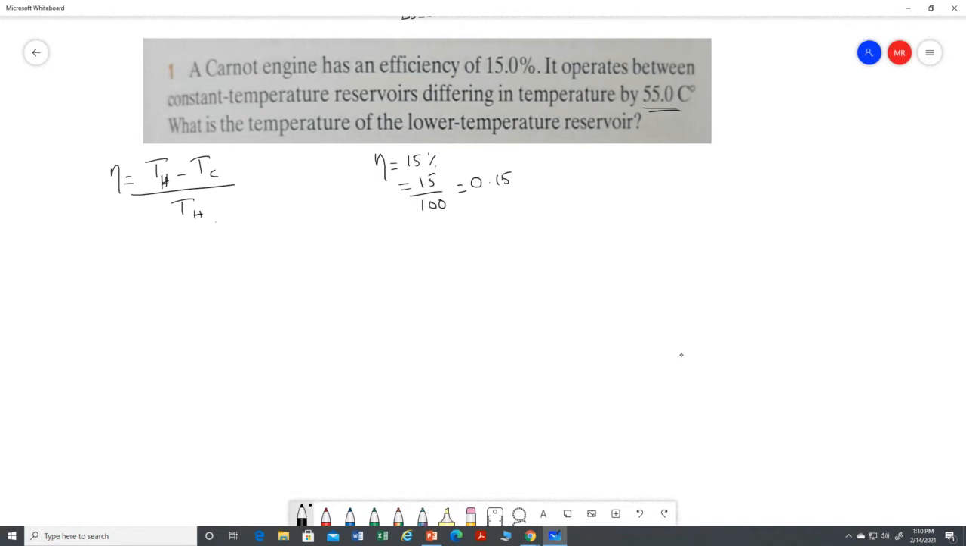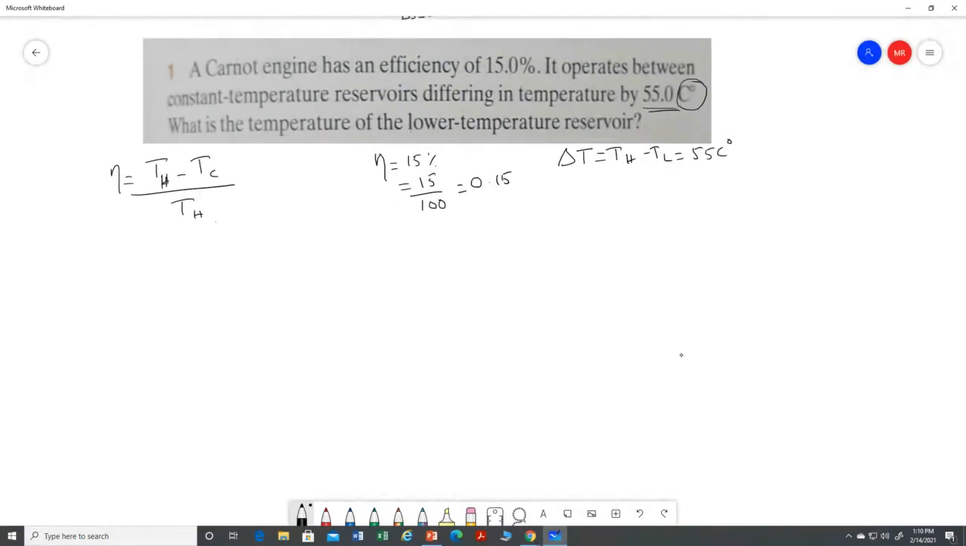What is given here? This engine operates between constant temperature reservoirs differing in temperature by 55 Celsius degree. What is the Celsius degree? The delta. That means change in temperature. So what is our change in temperature, my dear? Delta T is given. That means TH minus TL value is given as 55.